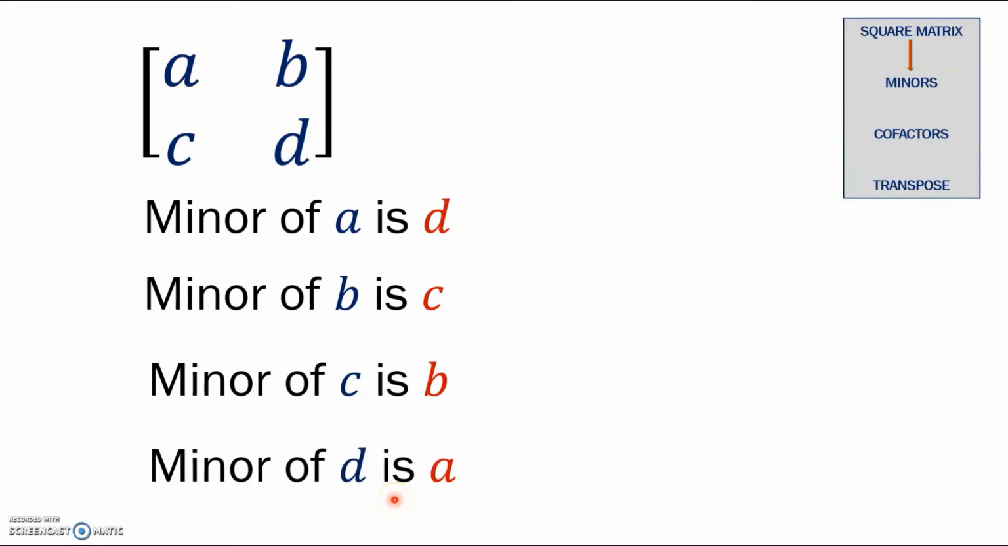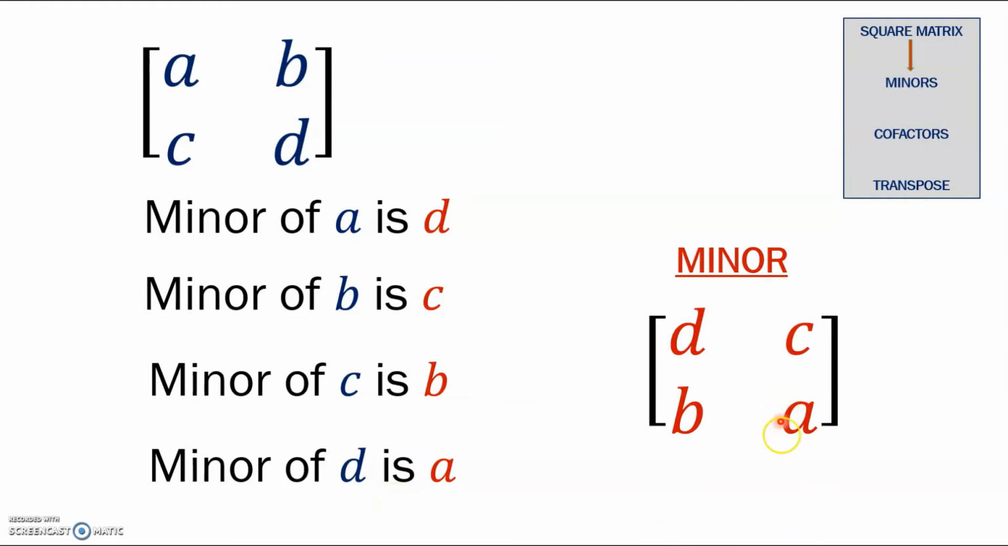Great. So let's put them in a matrix form. So this is our minor matrix. You can see D is the minor of A, C is the minor of B, B is the minor of C, A is the minor of D. You'll also notice for a 2 by 2 matrix, they're nothing but the diagonal elements. The minor of A will be its diagonal element, which is this D. And for C, it will be the diagonal element, which is this B. So you just interchange them diagonally, then you get the minor.